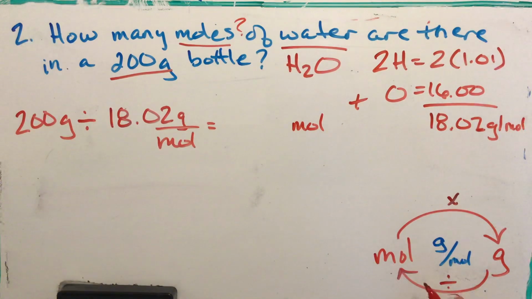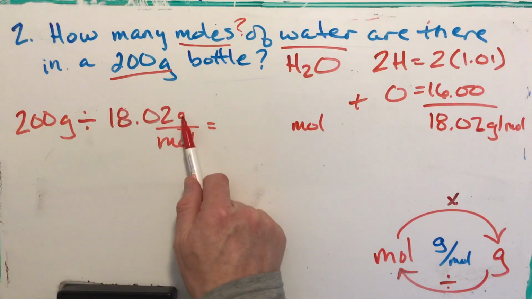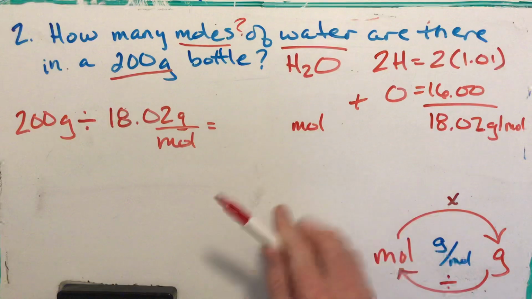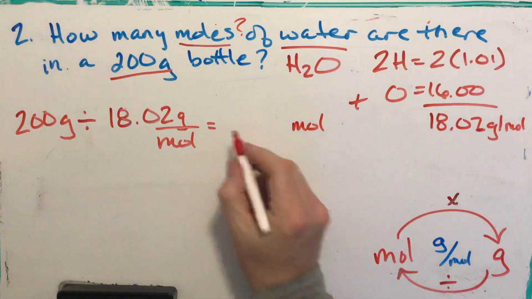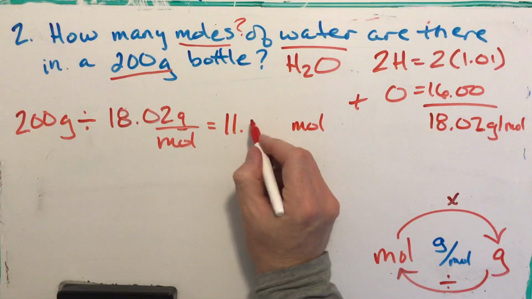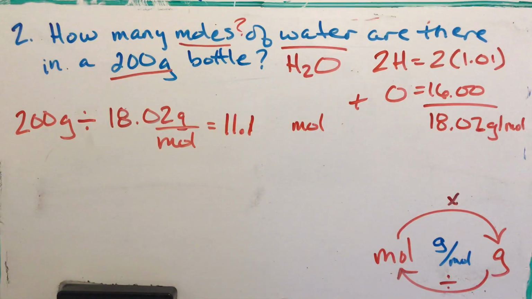Perhaps I just remembered it from here. Or I think about grams divided by grams. When grams divided by grams, and they're both on top, they cancel, they reduce to 1. And all I'm left with is moles. All right? Just something to think about. So 200 divided by 18.02 equals, and I get 11.1 moles. So I can actually move this a little bit closer.